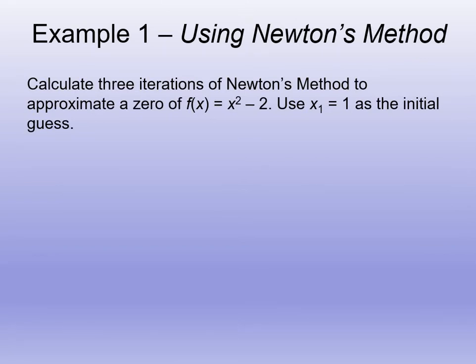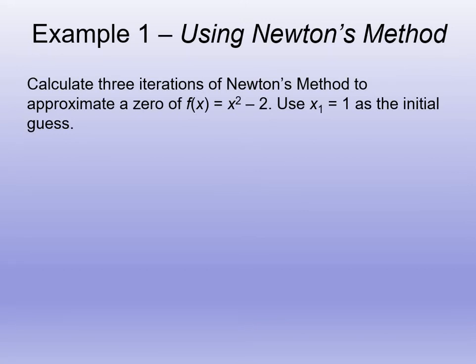Okay, we want to calculate 3 iterations of Newton's method to approximate the zero of f of x equals x squared minus 2. All right, so we have a parabola that's shifted down 2 units and it's still convex, or concave up. So we want to start approximating using x1 equal to 1.